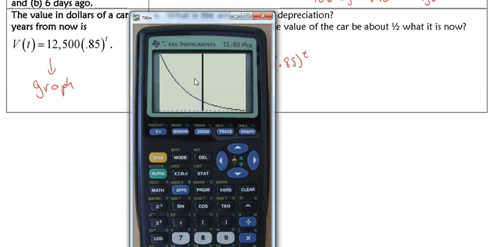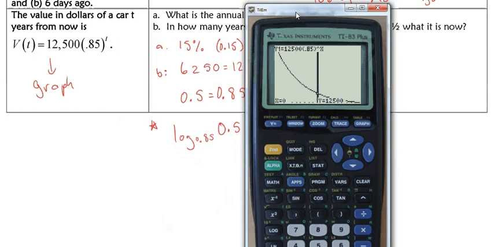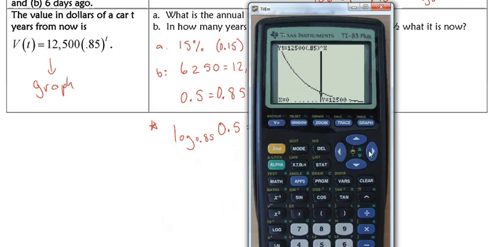And so we're going to use our trace function here, and we're just going to move along. So trace, and there's our little cursor. You may need to grab your calculator and actually do this along with me. I don't know if these numbers will be large enough to see. But we're going to move along until we get the y value, the v of t value, equal to 6,250, or as close as we can.